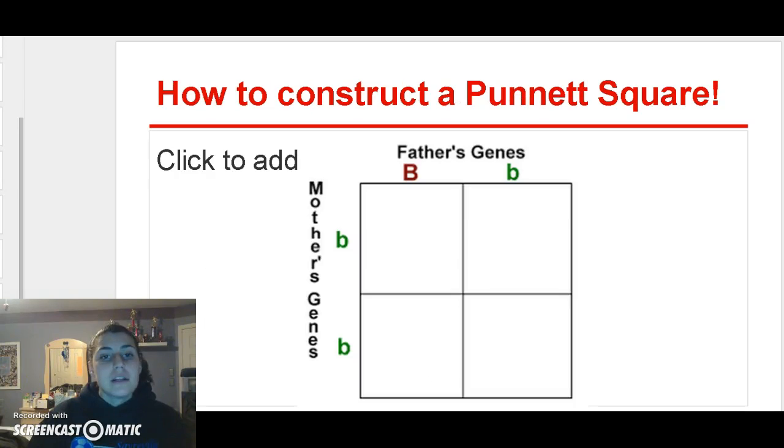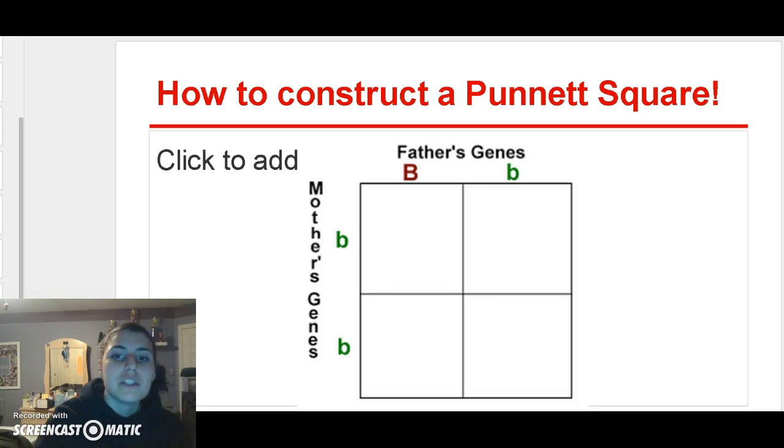Okay, so how to construct a Punnett square. I gave you one for an example, so I'm going to make one on my own paper, exactly how it looks on the board, and I want you all to do the same at home. We are going to walk through this together, and we are going to try to figure out the probability of what this father and this mother's offspring can be.